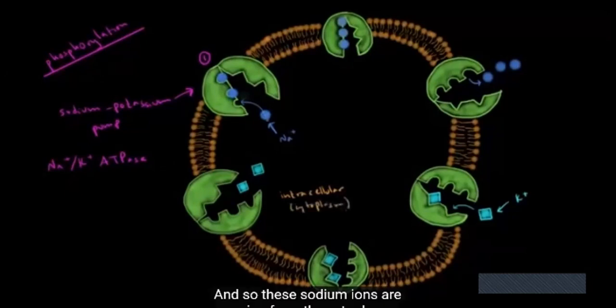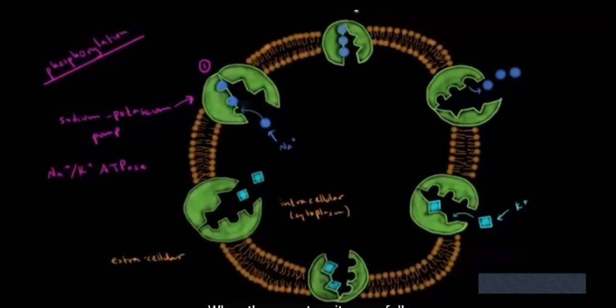And so these sodium ions are coming from the cytoplasm, and then out here is the extracellular space, the outside of the cell. Anyway, back to our first step. So the sodium ions attach to the receptor site, and when the receptor sites are full, it's going to cause something to happen.